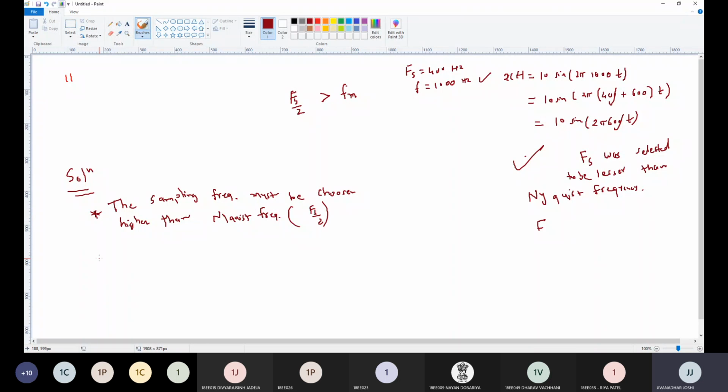Or else, the second option is there should not be any frequency component higher than the Nyquist frequency, Fs by 2, present in the signal.